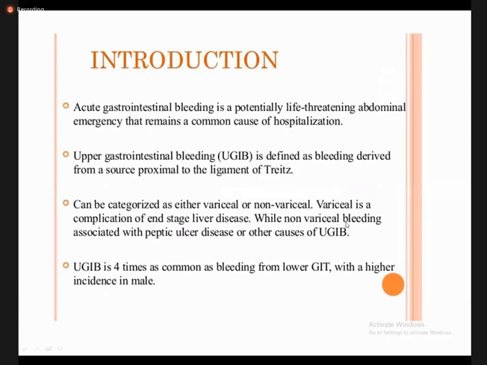What is variceal bleed? It is basically a complication of end-stage liver disease. The patients are cirrhotic, they have hepatitis, and it is one of the complications when the liver fails to work, the patient presents with the upper GI bleed. While non-variceal bleed is usually associated with peptic ulcer, and there are a lot of other causes of GI bleed which we will be discussing later. Upper GI bleed is 4 times as common as compared to the lower GI bleed, and it is more common among the males as compared to the females.